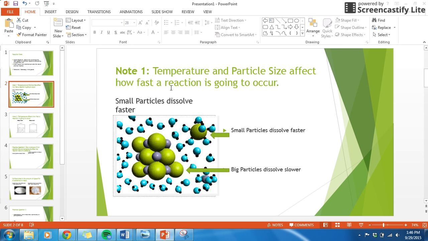Note number one, particle size affects how fast a reaction is going to occur. So I know that if I have a big particle and a small particle in water, my small particles are going to dissolve faster. If you take a look, let's say that this is a big particle of salt and this is a small particle, more of my water is going to be able to dissolve the small particle than the big particle. So small particles dissolve faster.